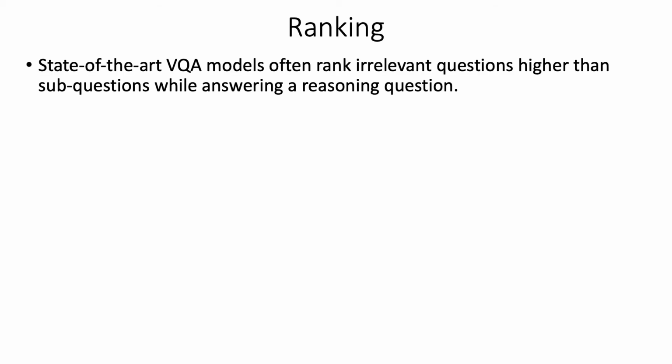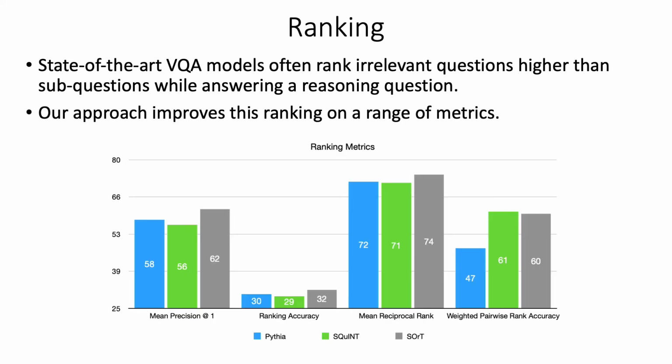Most state-of-the-art VQA models often rank irrelevant questions higher than sub-questions while answering a reasoning question. Our approach improves this on a range of metrics like mean precision at 1, ranking accuracy, mean reciprocal rank, and weighted pairwise rank accuracy. Across all of our experiments, we compare our approach with two strong baselines of Pythia and Squint.